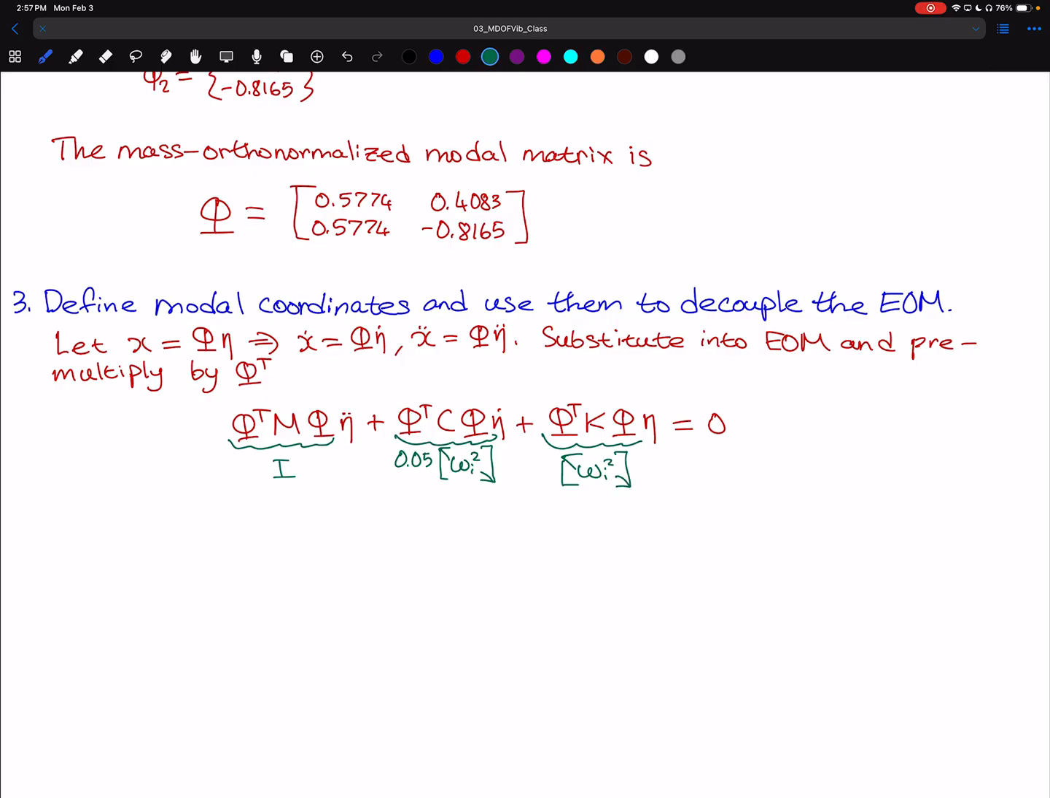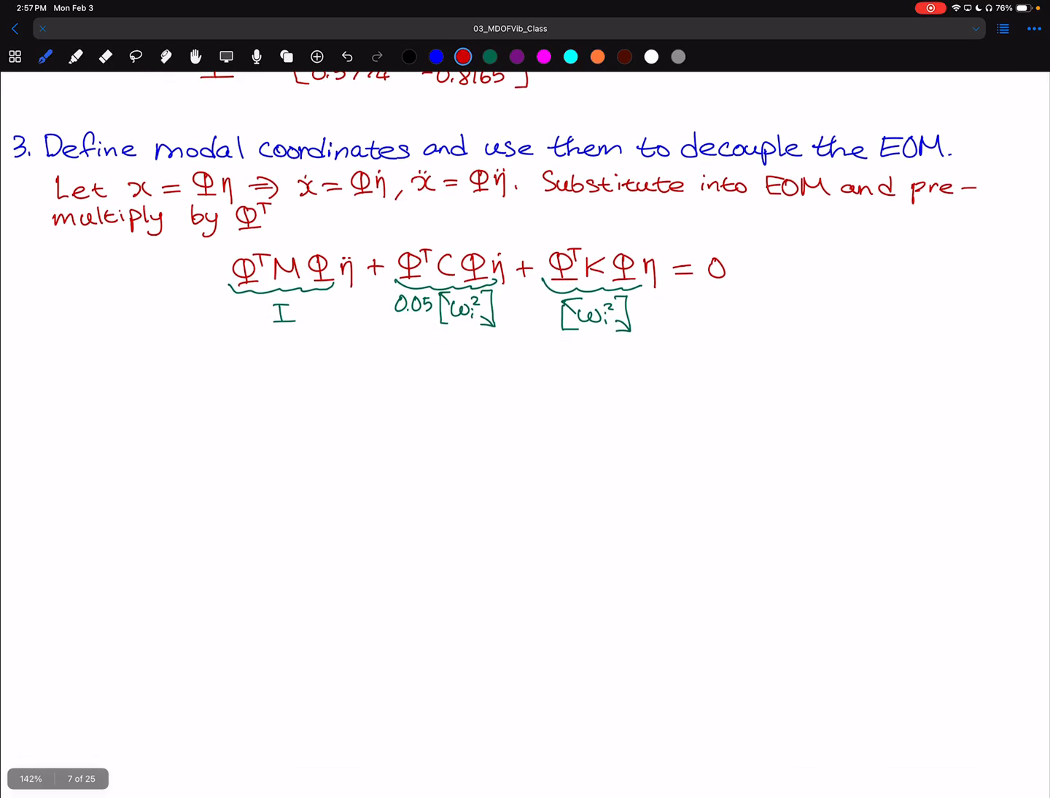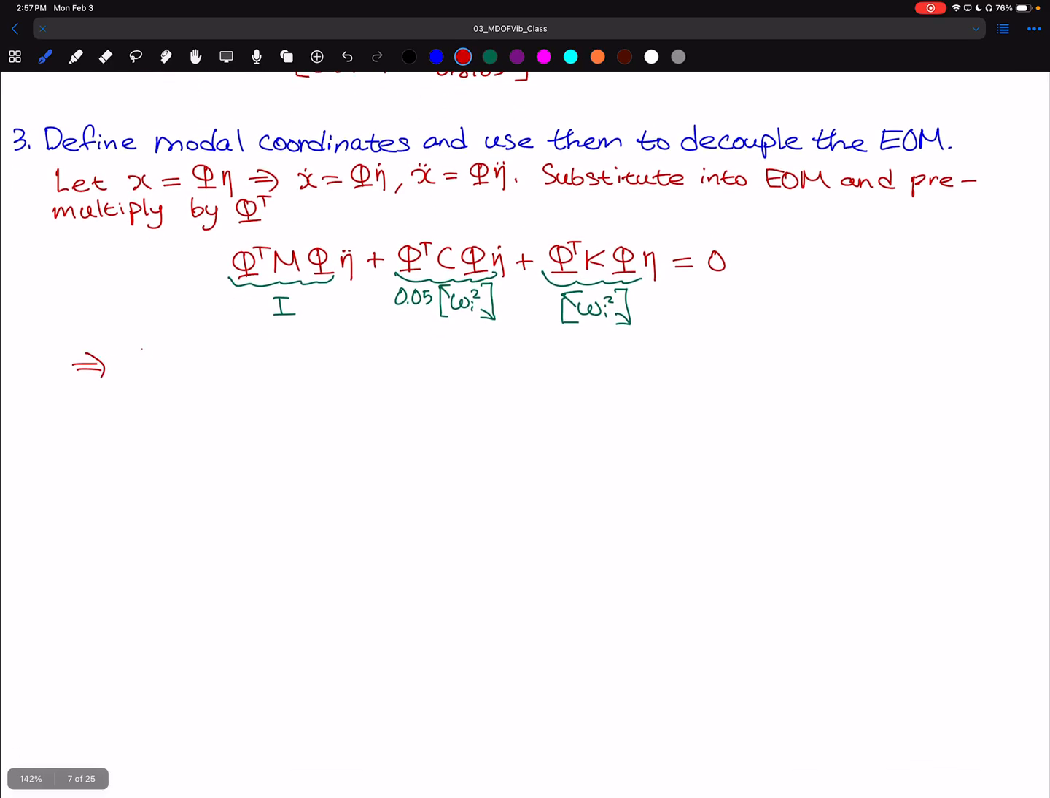And then from here, if you go and do this, you'll find that we get two equations of motion: eta 1 double dot plus 0.05 eta 1 dot plus eta 1 equal to 0, and then eta 2 double dot plus 0.125 eta 2 dot plus 5/2 eta 2 equal to 0.